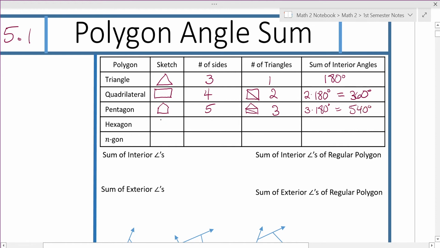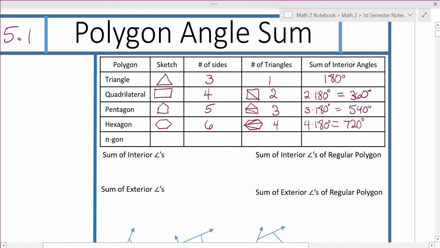A hexagon has 6 sides. So we gotta go 1, 2, 3, 4, 5, 6. 6 sides. And if we have a hexagon and draw diagonals to each of our vertices from a single vertex, then we can see that we have 4 triangles in a hexagon. So the sum of our interior angles of a hexagon would be 4 times 180, which is 720.